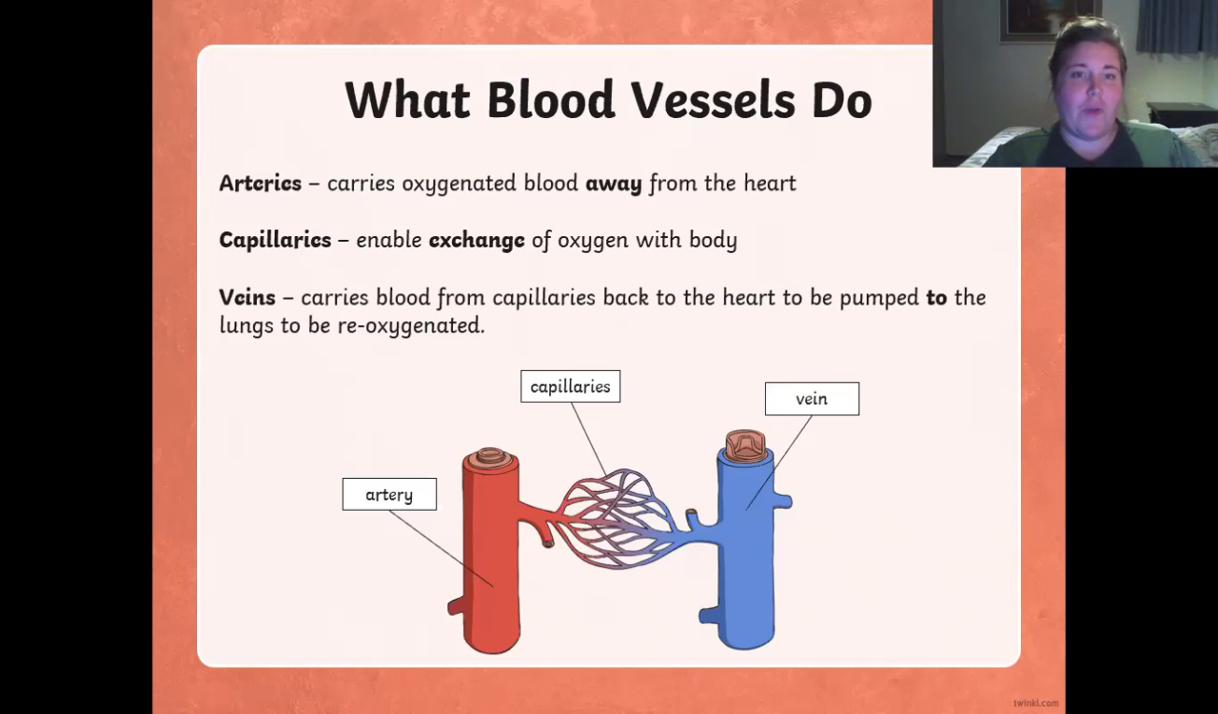Okay. Then we have veins. So remember, we've spoken about veins. You should be able to see your veins over here as an example. The veins carry blood from capillaries back to the heart to be pumped to the lungs to be reoxygenated.